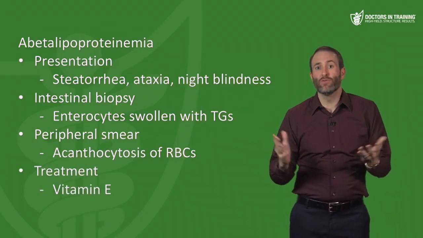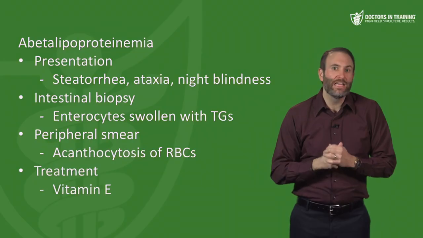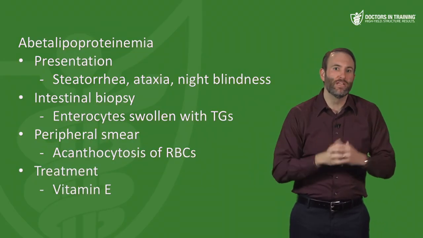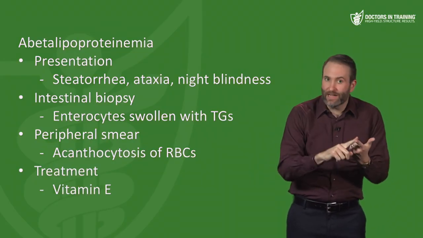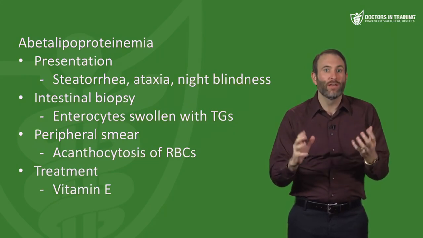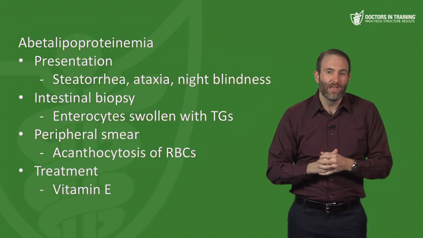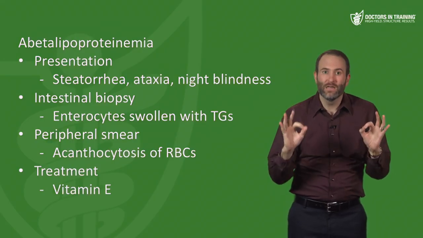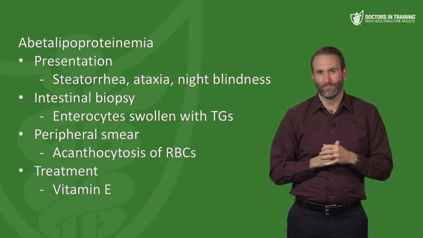Now, the treatment will include vitamin E primarily. Vitamin E helps to restore these lipoproteins. So remember, when you see ataxia, night blindness, and some acanthocytosis, we're talking about abetalipoproteinemia. And remember again, vitamin E is going to be your primary treatment for this. Now let's move on to some dyslipidemias and some more pathologic lipid problems.